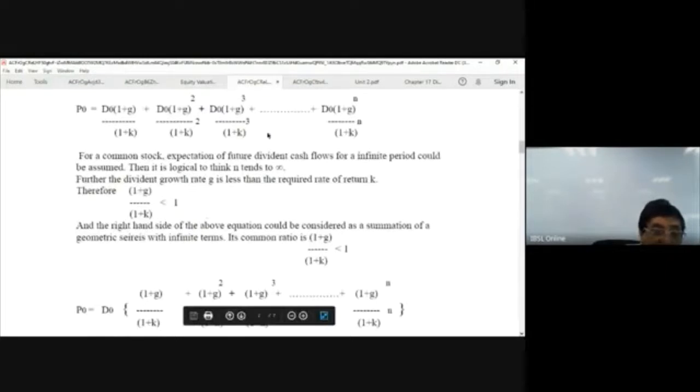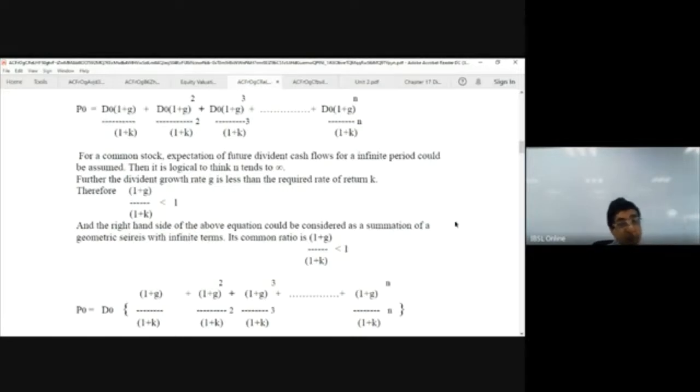There, what we did was start with the current dividend, and we had an assumption that dividends grow by a certain rate every year. That's a constant rate of increase, which has been taken as G. So if the current year dividend is D0, the first year dividend would be D0 into 1 plus G. So that is the growth.